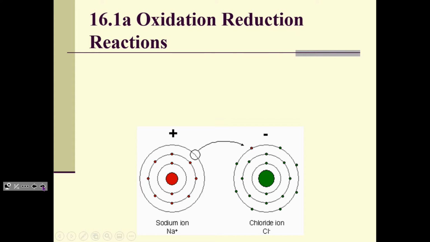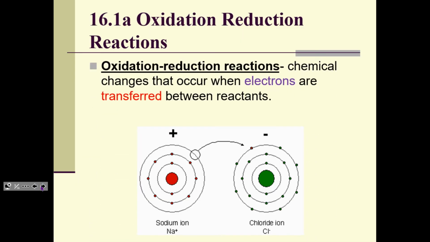So with electrochemistry, we have to understand the flow of electrons. And so if we want to understand where electricity comes from, we need to understand how electrons jump from one place to another. So oxidation reduction reactions, we can actually call it redox for short, because you've got reduction and oxidation. Chemical changes that occur when electrons are transferred between two reactants.